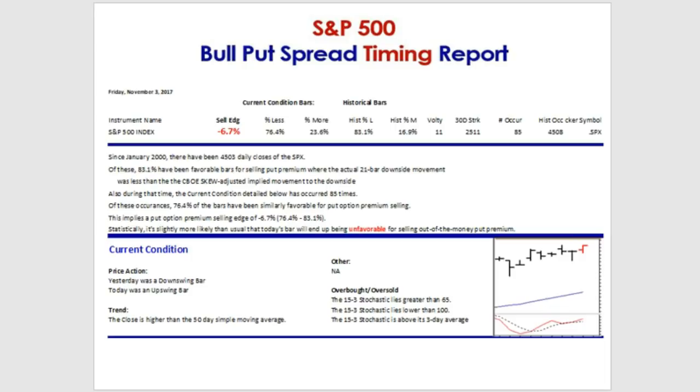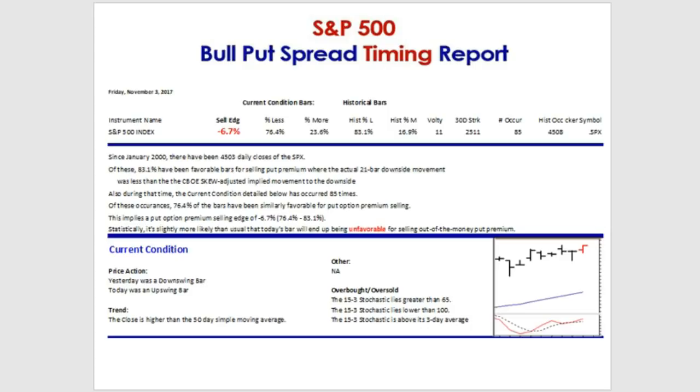Now, let's look at our market conditions. Our market condition has occurred 85 times. Of those 85 times, 76.4% of the time, the bars were similarly favorable. So 23.6% of the time, it actually moves and hits that short strike down there, a standard deviation away.